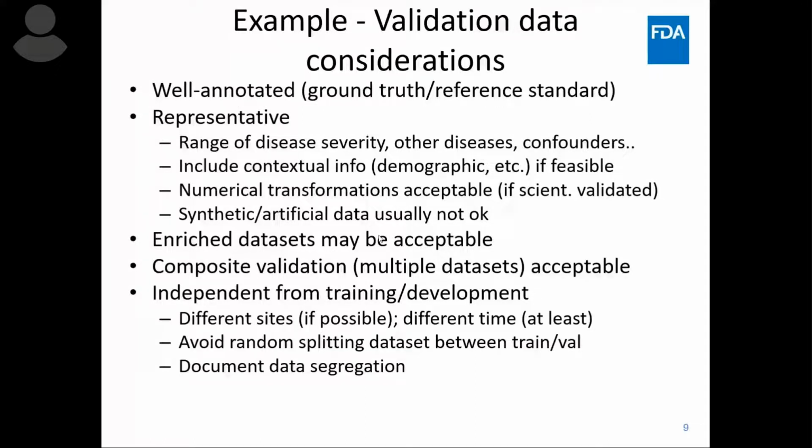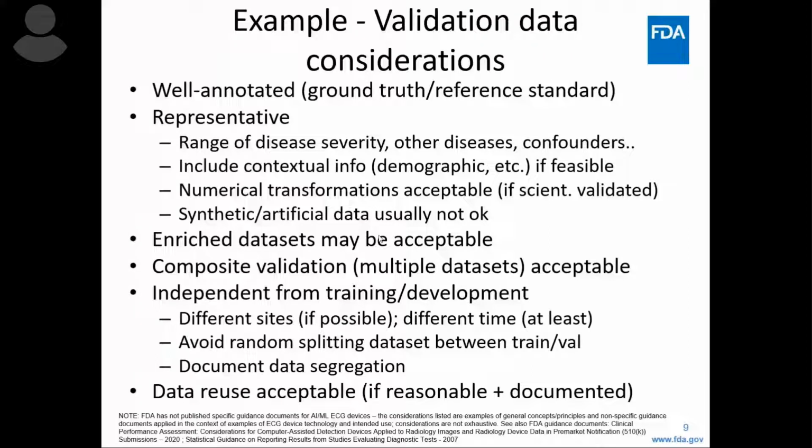So use different sites as much as possible, or at least use different times. You stop recording for training, and then from that standpoint, you just record for validation. Avoid random splitting between training and validation, and make sure that you have good data segregation techniques that are well documented. It is usually acceptable to have reasonable and documented data reuse. It's not that you use the validation data set once and that's it. You can reuse it, of course. Don't reuse it 1,000 times because then you get overtraining, overfitting to your validation data.